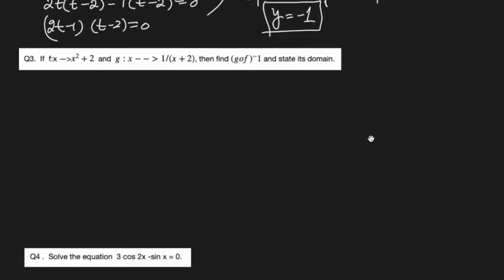Okay, question number 3. If function f is given like this and g is this, find the inverse of g of f and state its domain. Okay. So first of all, let's find g of f. g of f of x can be written as g of f(x).